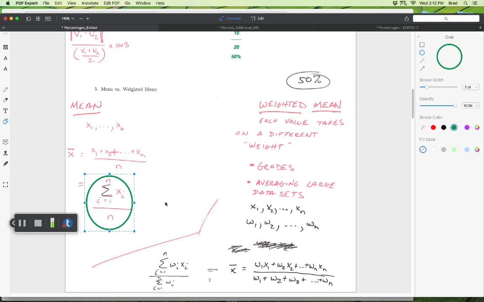So these two lines, mathematically, represent the same thing. That's the mean, something we've dealt with before. Now, the next thing I'm going to look at is the weighted mean.